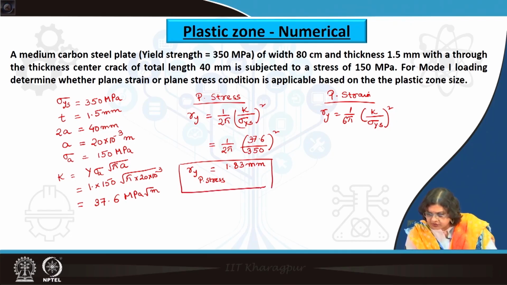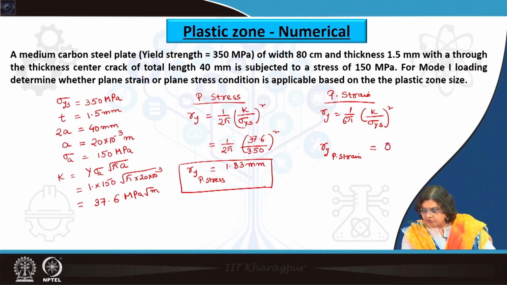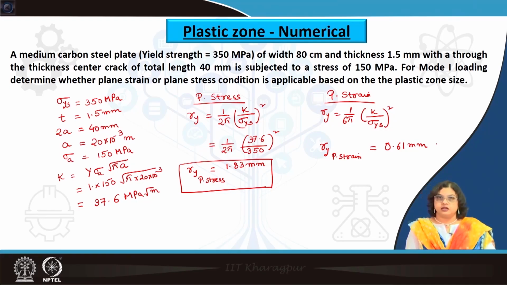Okay. And if we do similar calculations for plane strain, since this is just 1/3 of what we are getting for the plane stress condition, here we are getting R y for plane strain is something like 0.61 millimeter. Okay. So, these are the values of the plane strain and plane stress plastic zone size.